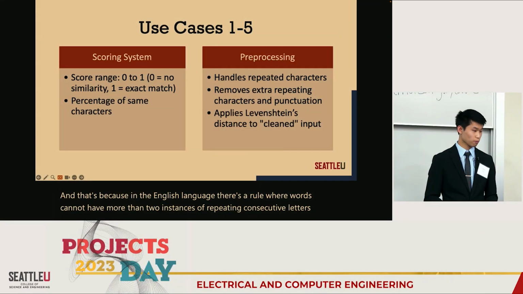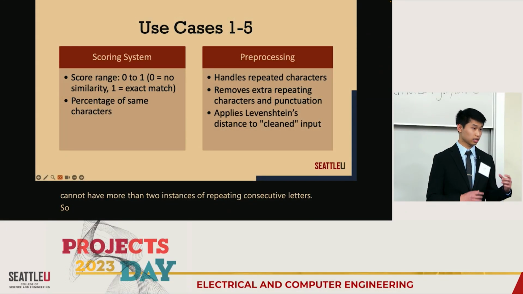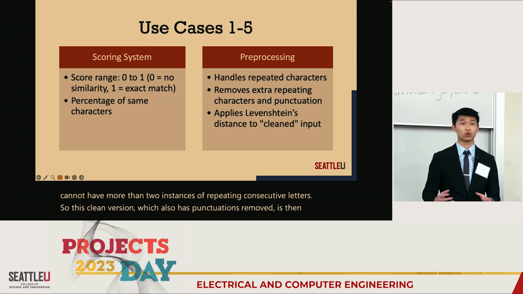And that's mainly because of our use case 5, which is repeating characters. For example, if you have the word shit with 20 T's, it'll have a great distance compared to shit properly spelled. So we remove any 3 or more consecutive repeating characters and reduce it down to 1 instance. That's because in the English language, there's a rule where words cannot have more than 2 instances of repeating consecutive letters. So this cleaned version, which also has punctuation removed, is then given to our scoring system.